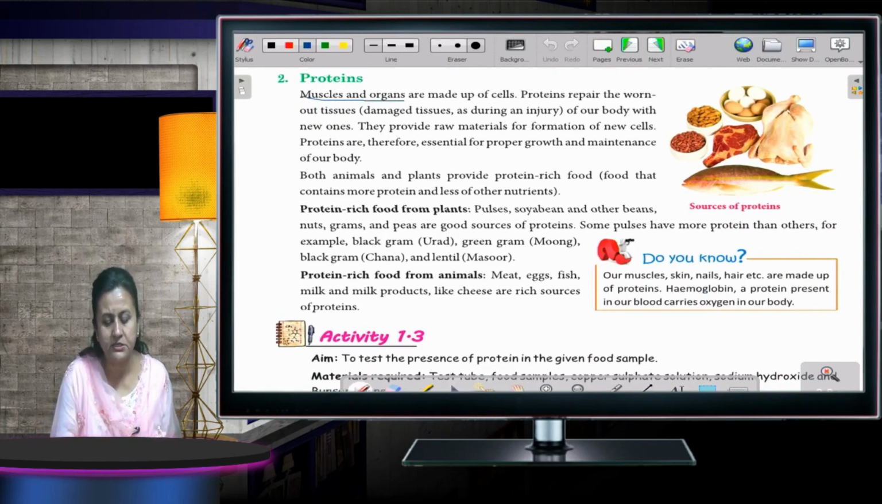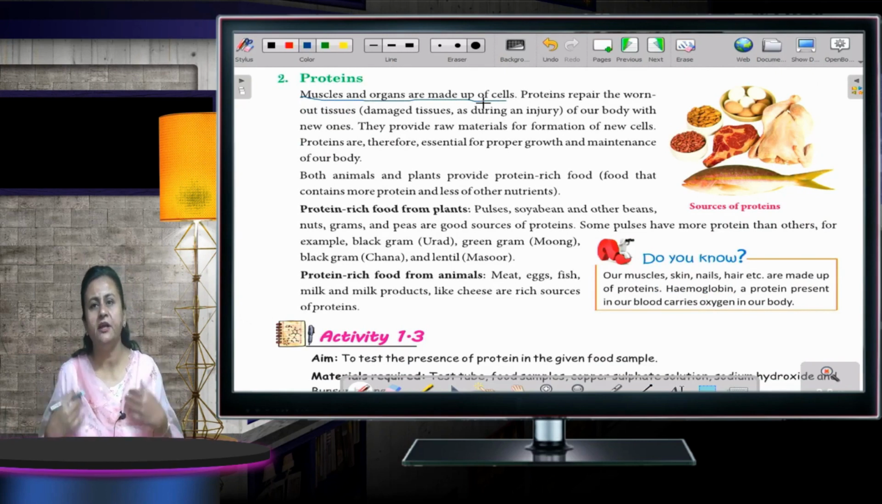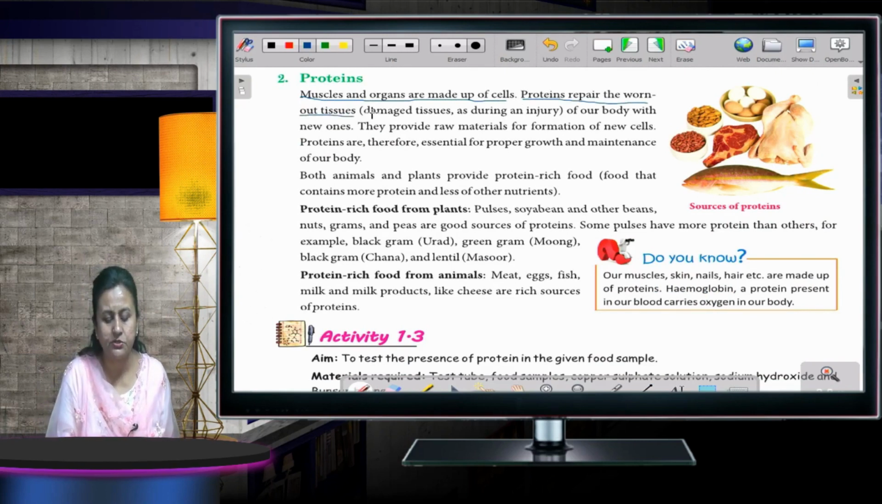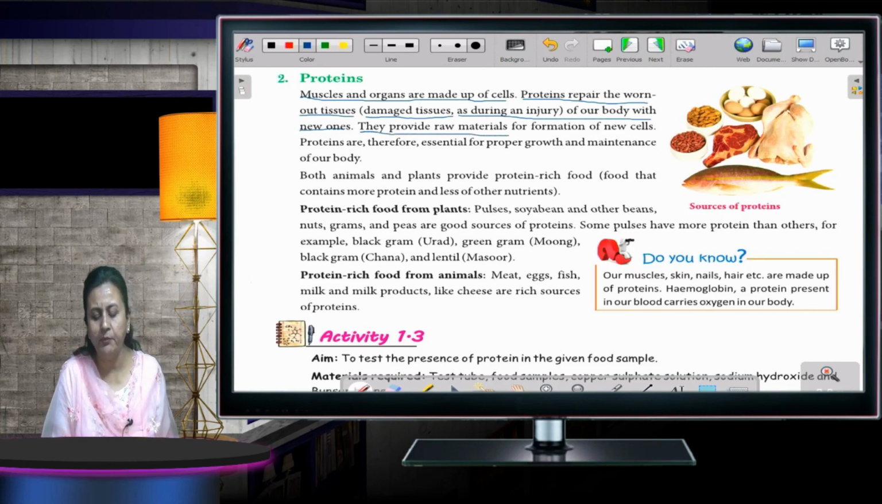Muscles and organs are made up of cells. Our body is made up of all cells. Proteins repair the worn out tissues, damaged tissues, as during an injury of a body, with new ones. They provide raw materials for formation of new cells. Proteins are therefore essential for proper growth and maintenance of our body. Both animals and plants provide protein-rich food.